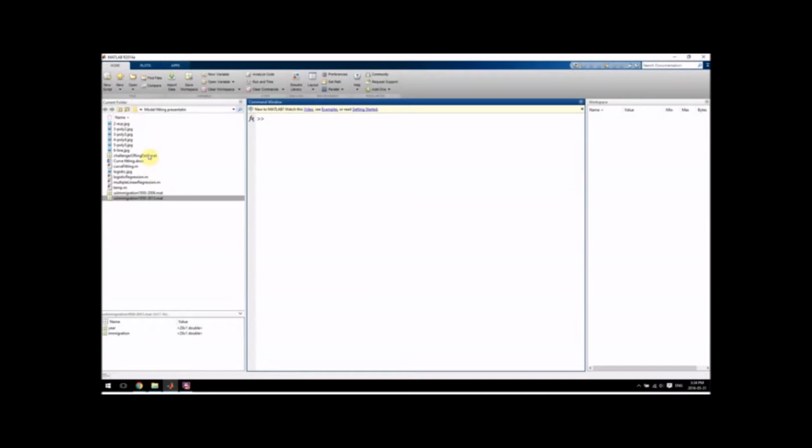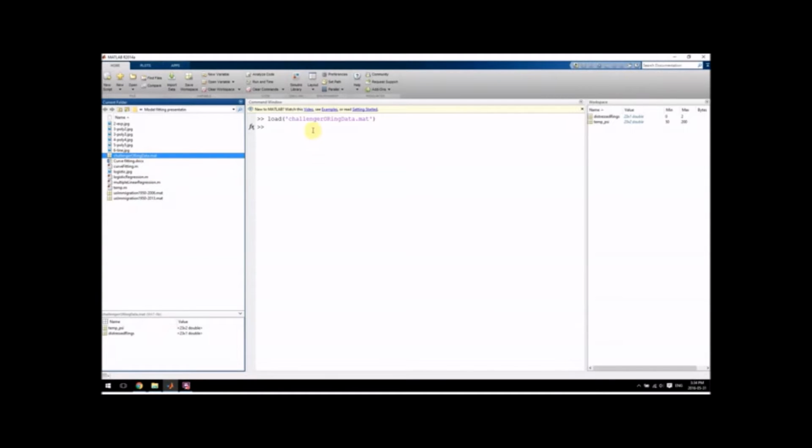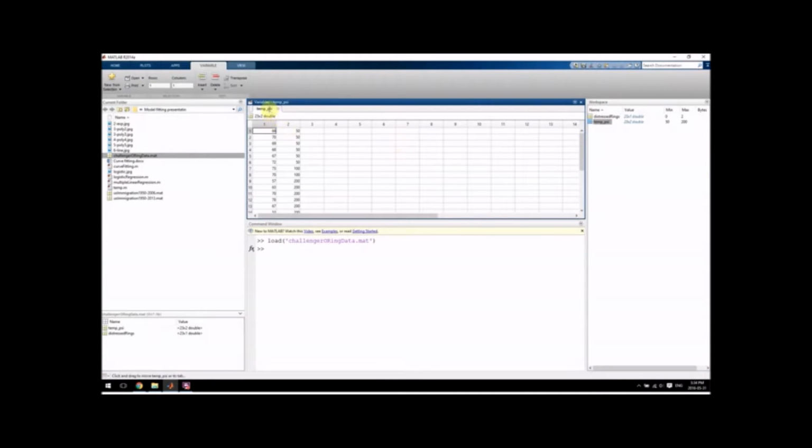Load up the Challenger O-ring data, download it and load it. Now in this Challenger O-ring data, you have 2 matrices. There's this temp PSI. The first column is the temperature, and the second column is the leak check PSI that were recorded at 23 different space shuttle launches. Then this distressed rings vector shows how many of the shuttle's O-rings were thermally distressed during that launch.